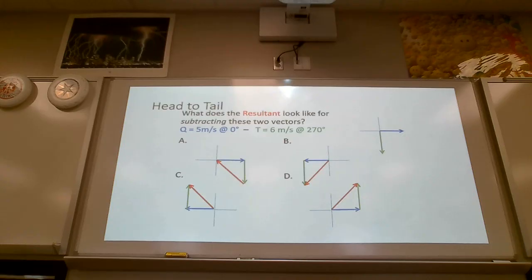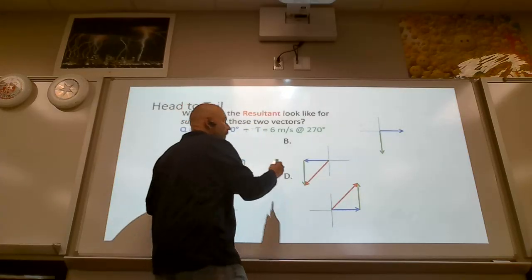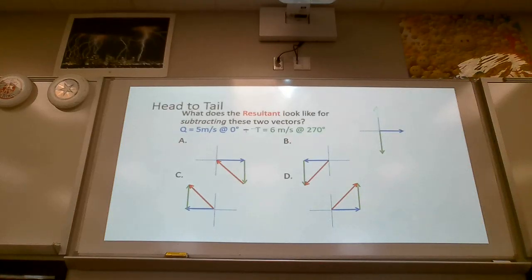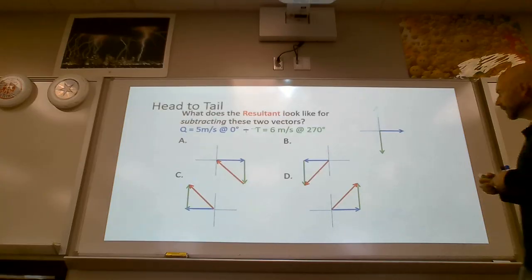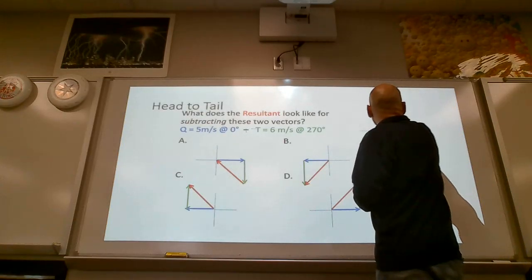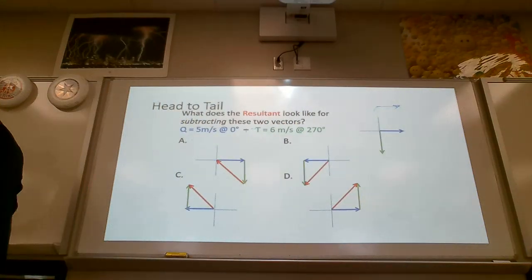Correct answer is D, dangerous dinosaurs. Okay, which one are we flipping? The green or the blue? Green. Flip the green. So, flipping that, now we're just doing head to tail. Does that make sense? Yeah. Okay. It does not matter which one you cut and paste. They have the same resultant. But it doesn't matter which one you flip.